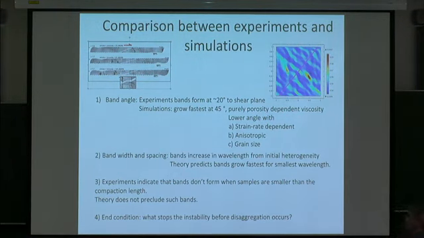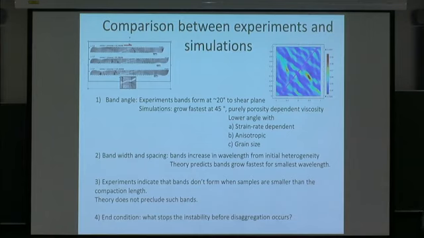What's nice is we do have the experiments and the theory, so we can make comparisons between the theory and the experiments. One issue that's received a lot of attention is the angle of the bands. If you look at these bands, the dark features here, you can see that they're roughly at 20 degrees from the shear plane. A lot of work has been put in to try and get that.